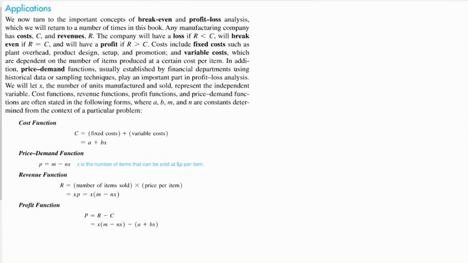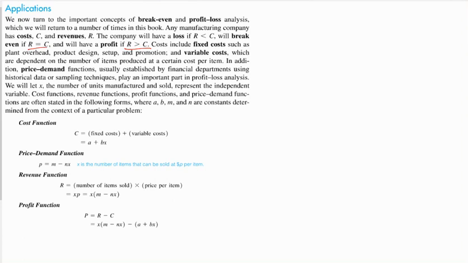So an application we'll now look at is called break-even analysis or profit-loss analysis. We will come back to this topic throughout the book. Any manufacturing company has costs and revenues. The company will have a loss if the revenue is less than its costs. It will break even if the revenue is equal to its costs, and it'll have a profit if the revenue is greater than its costs.